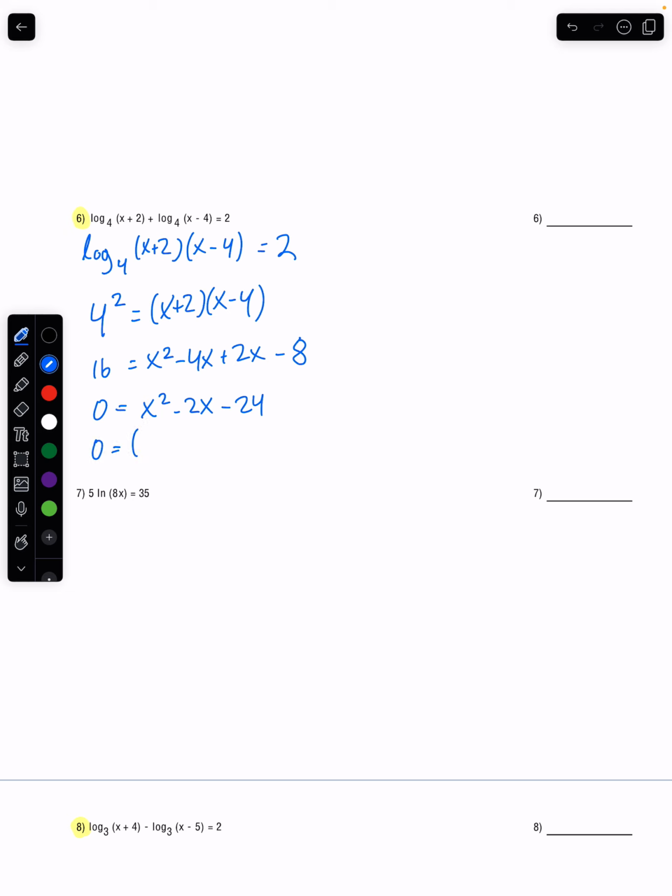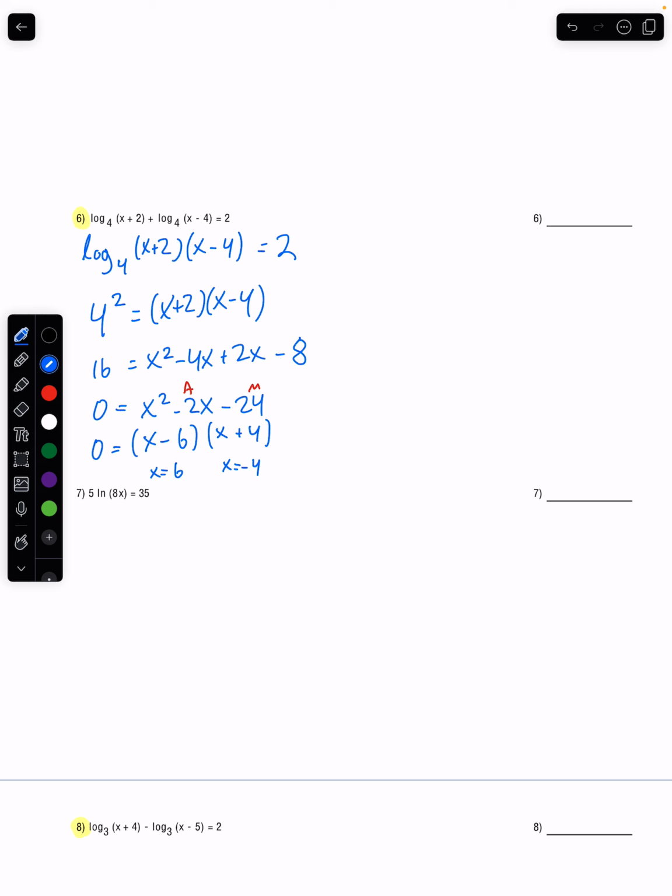Now we can refactor this. We would ask what two numbers multiply to negative 24 and add to negative 2. If you do a little guessing and testing, you'll see x minus 6 and x plus 4, which means x is 6, x is negative 4 for our answer.